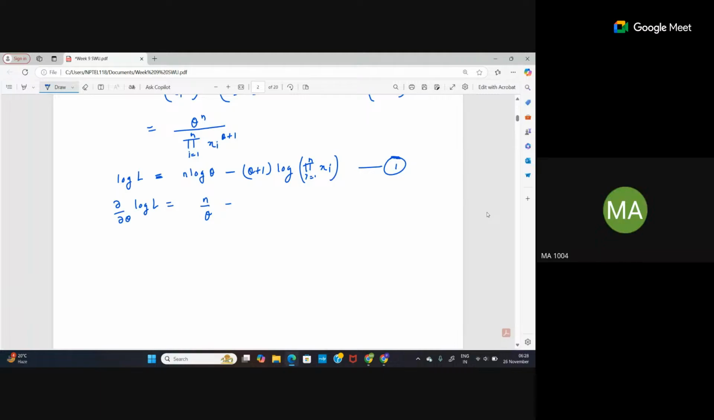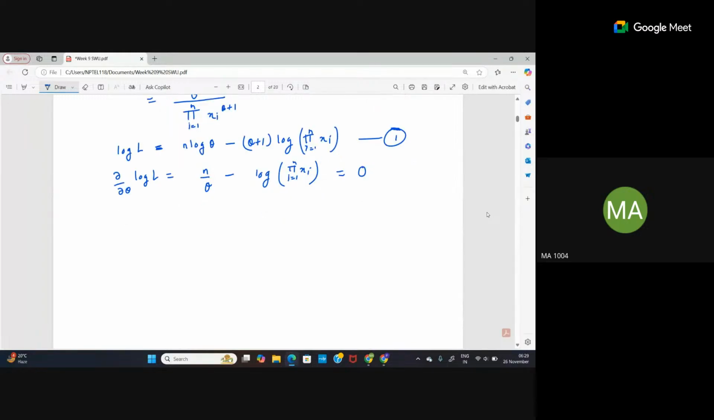And this term will be log of product of xi, right? Is this clear? Yes, ma'am. Okay, so this will be the derivative. Now what we have to do is put it equal to 0.